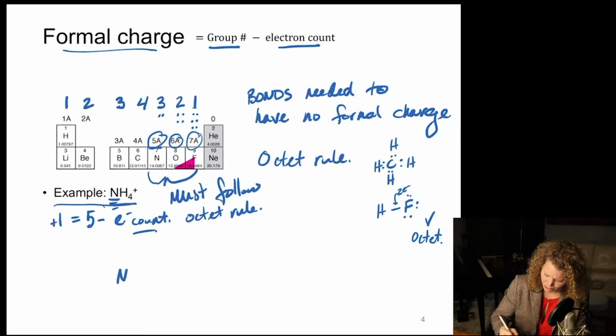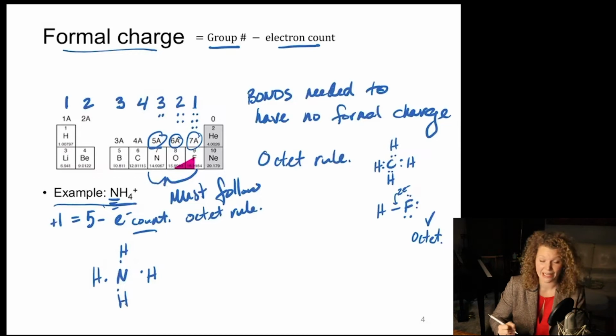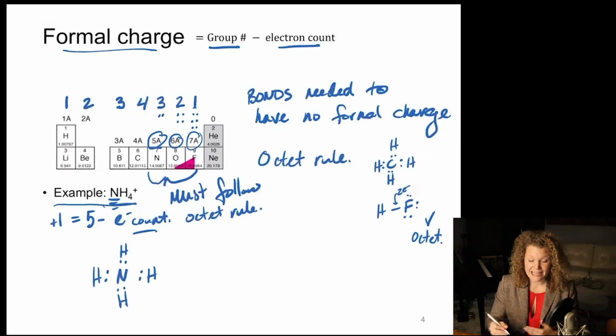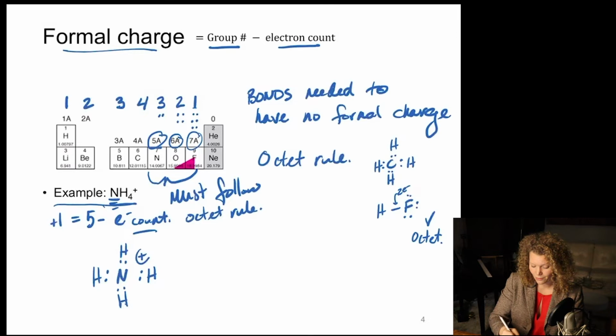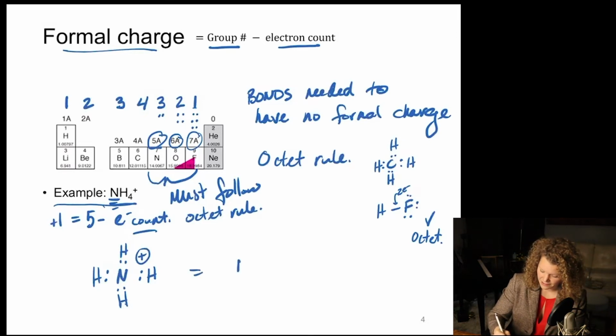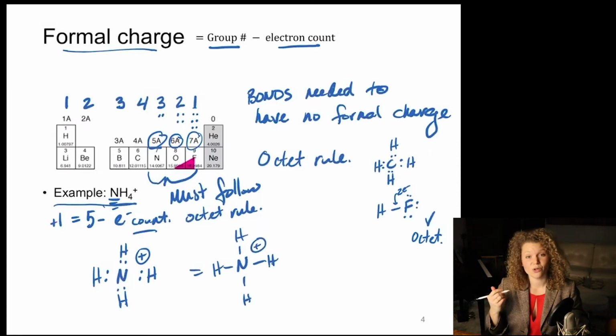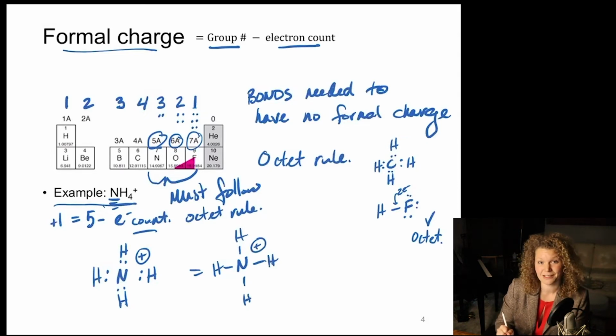which makes sense if we look at this. So here's our nitrogen, and we have 4 hydrogens around it, each of which are bringing in 1 electron because hydrogen is in group 1. Nitrogen then would have 4 electrons, each contributing to 1 covalent bond. This is the same as having these 4 single bonds drawn like this. You can always double check your work by looking at the nitrogen, seeing that it's in group 5, and then counting the number of electrons.